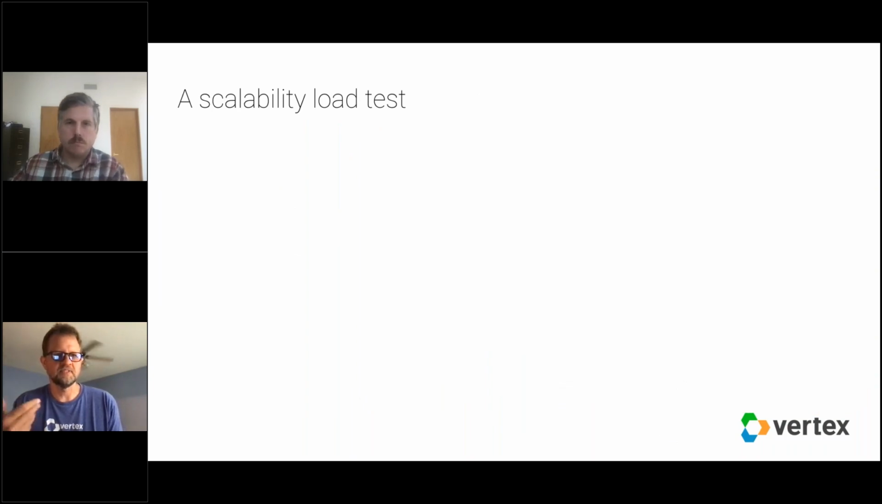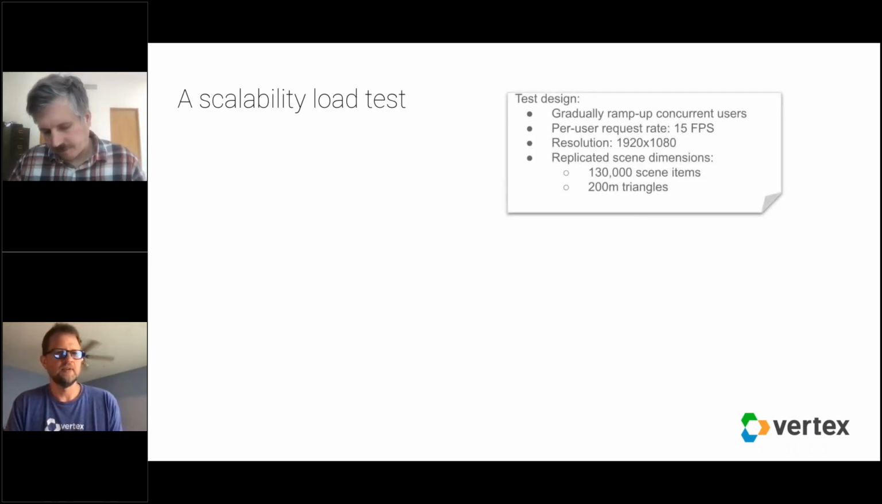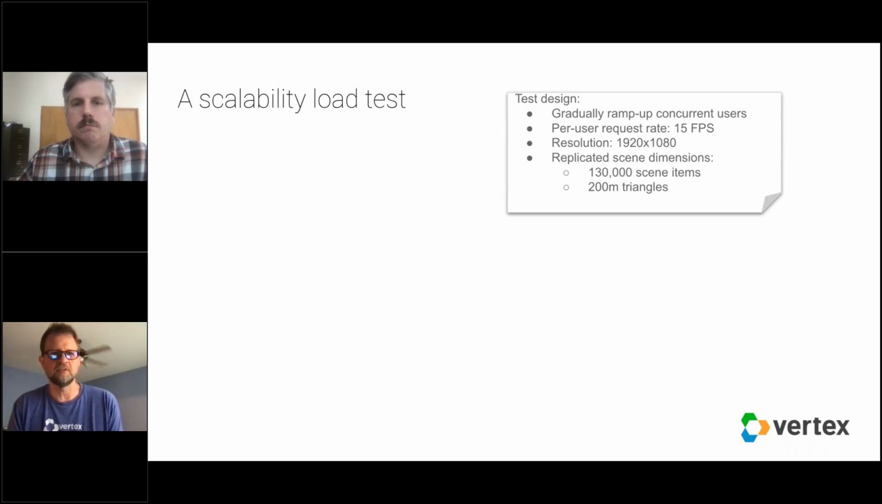In terms of scalability, I just want to show you some actual graphs from a load test that we run periodically internally to validate the behavior of our scaling implementation. In this particular test, we start from 0 users and gradually ramp up the number of concurrent users. Once each user's session is established, they begin requesting new frames at a rate of 15 frames per second, and at a resolution of 1920 by 1080. That would be your standard 1080p resolution image.